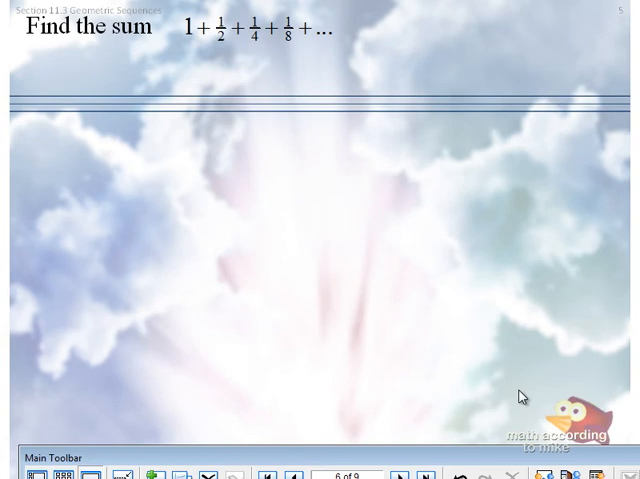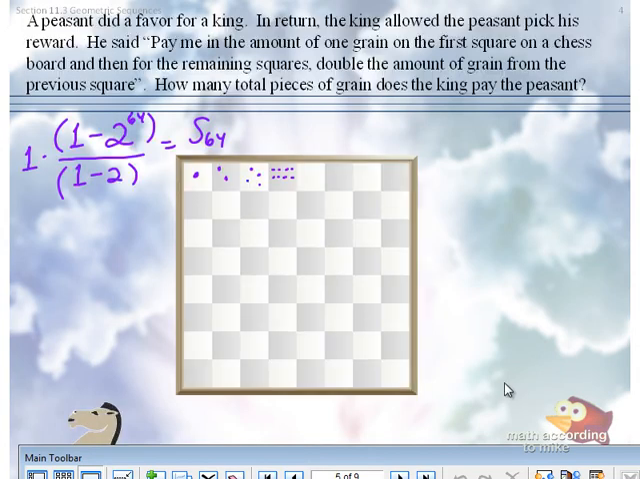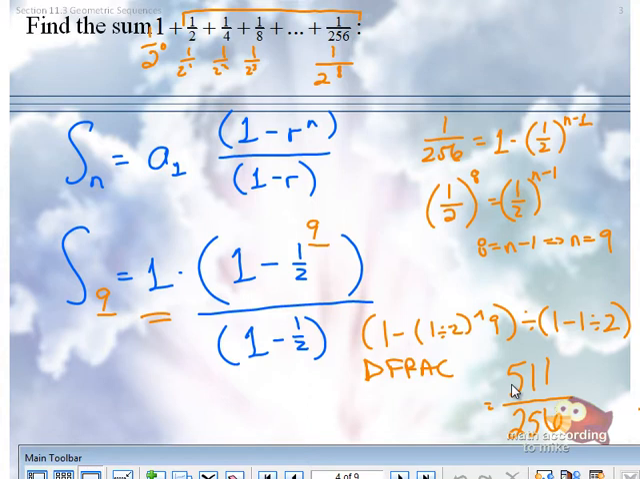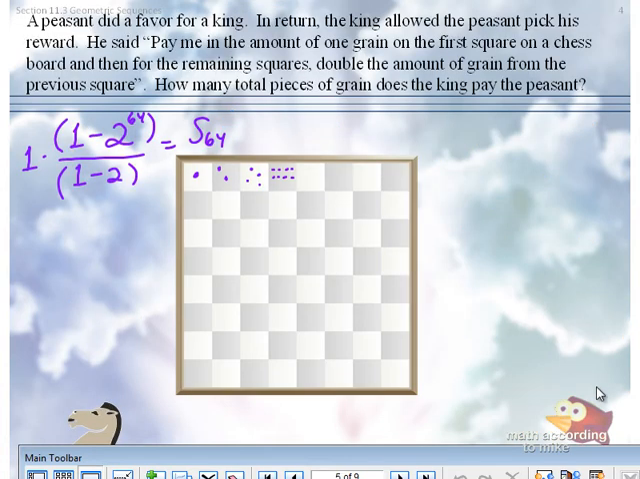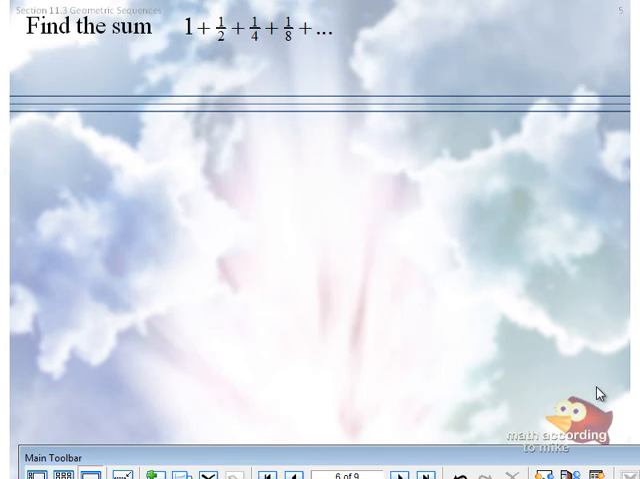For this problem, notice that we have a problem similar to what we did before. Let me go back real quick. In this one, we had a partial sum, and it eventually ended at a 1 over 256. But notice for our problem, it keeps going on. So we have an infinite sum here.